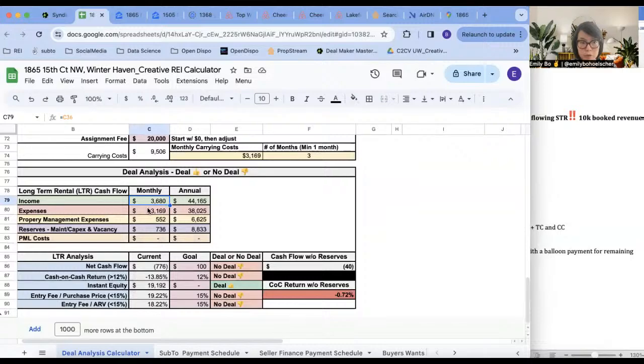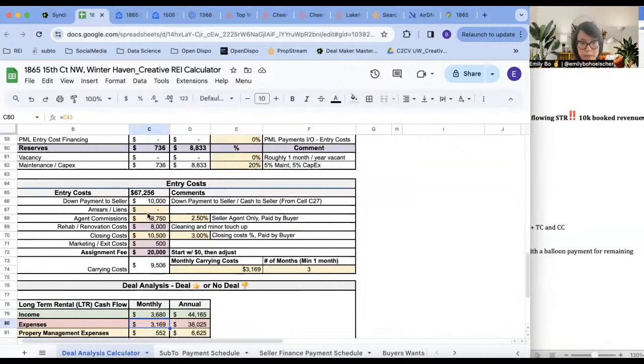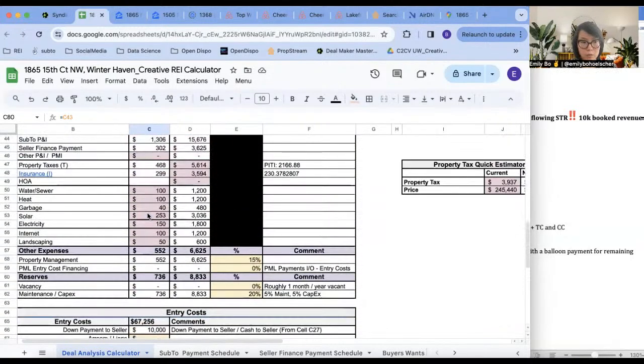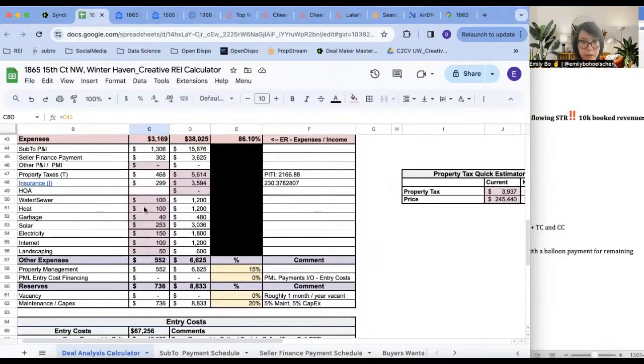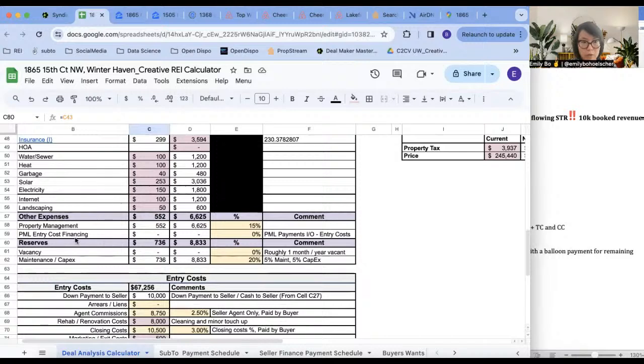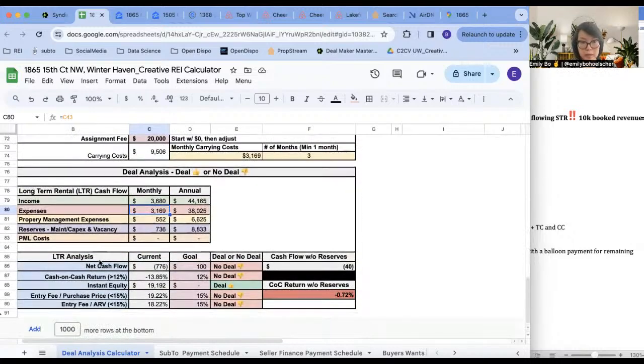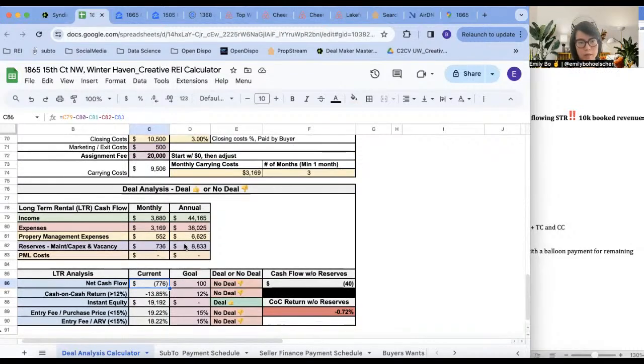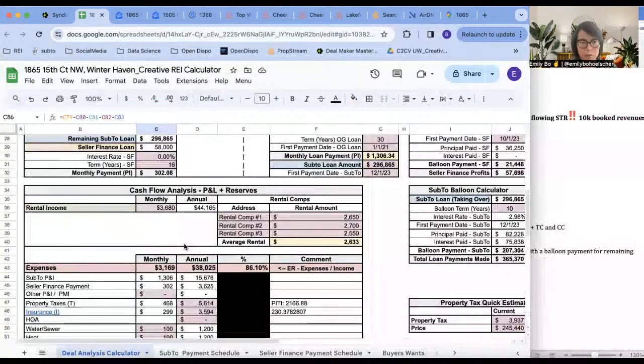So the income is this much, but then we do have a lot of expenses because we have to pay all these things. Okay. And we also have to pay more for the property management. Plus there will be high maintenance because guests will be in and out. So all this added together, we see that it's still negative cash flow, 776. We're losing $776 per month.